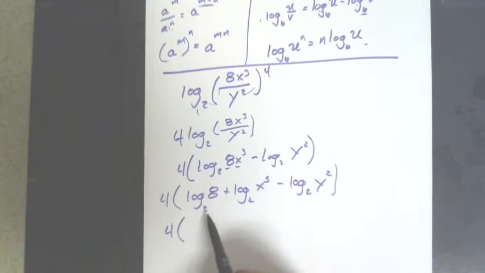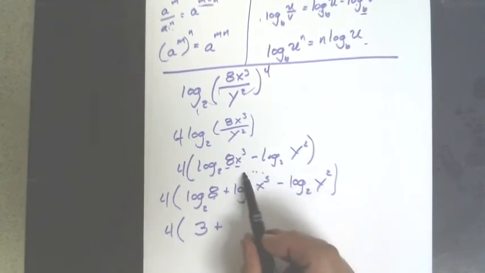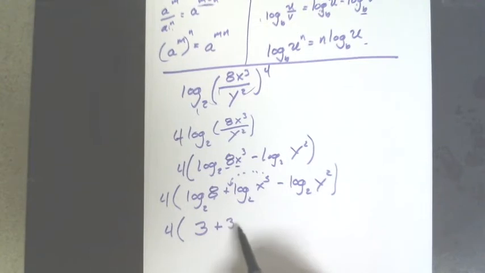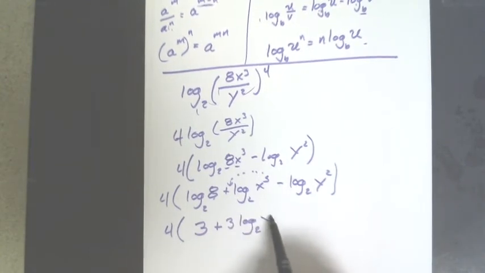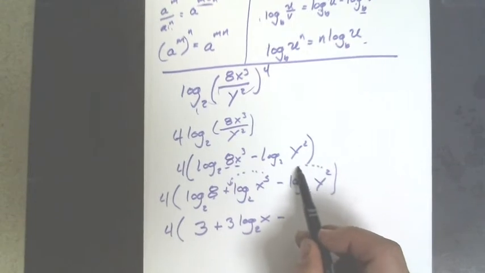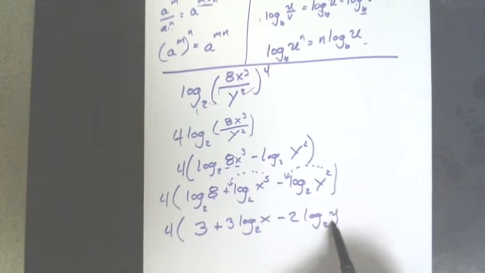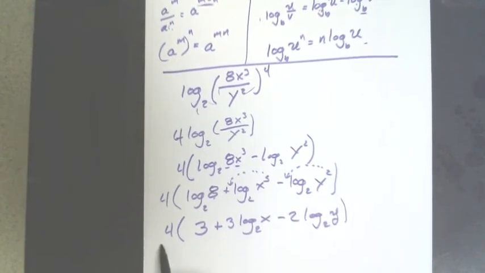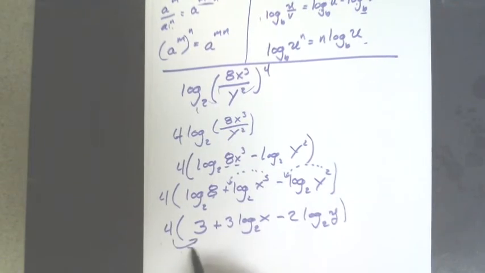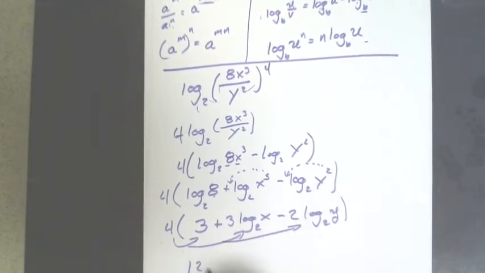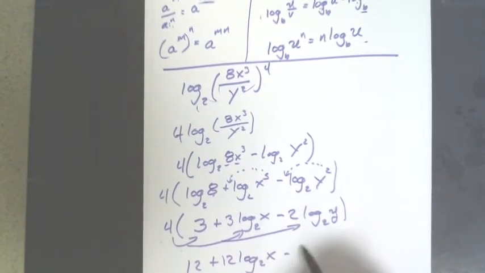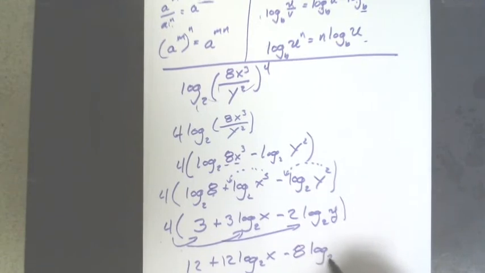So 4 times log base 2 of 8. It might be nice to recognize that 2 to the third is 8, so that's just a 3. Plus our power property says we can bring down that 3 times log base 2 of x minus, again, the power property says we can bring down that power, so 2 times log base 2 of y, all times 4. Distribute that 4, and you get 12 plus 12 times log base 2 of x minus 8 log base 2 of y.